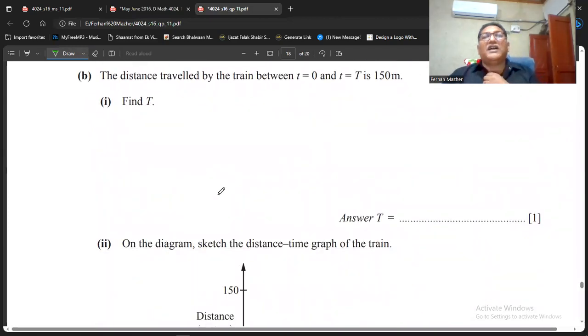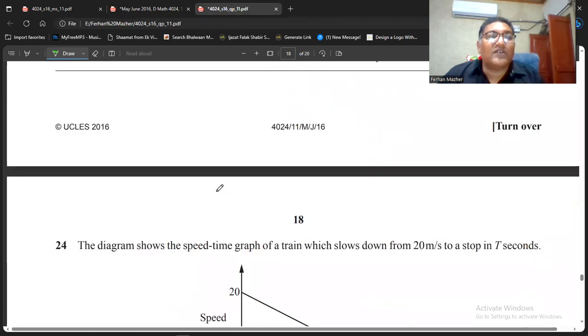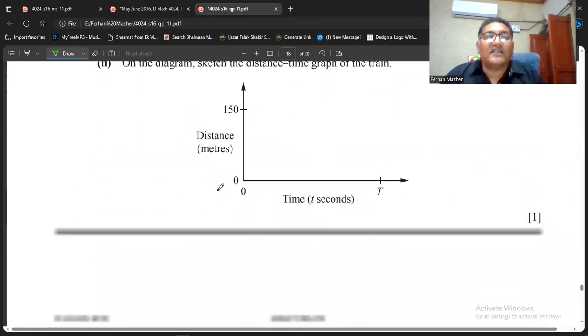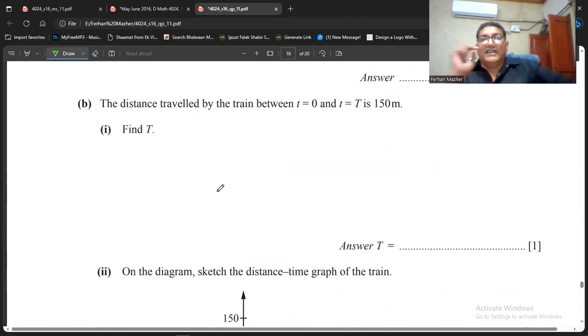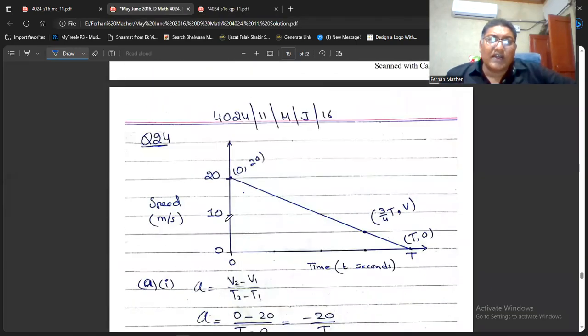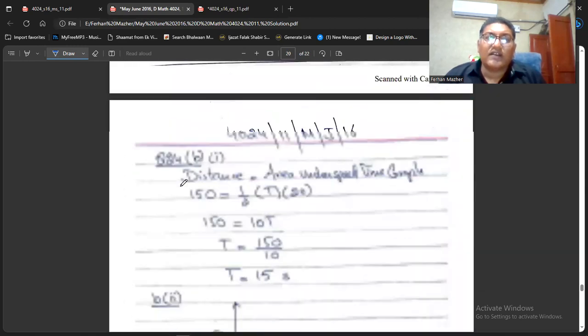Then he says the B part, question number 24. Where is the B part? Yeah. He says the distance traveled by the train between t equals 0 and t equals T is 150 meters. So the total distance traveled here is 150, find the T. The area under the speed time graph is equal to the distance traveled. This shape is a triangle, so 1 by 2 into base into height. The base is capital T, and the height is 20.